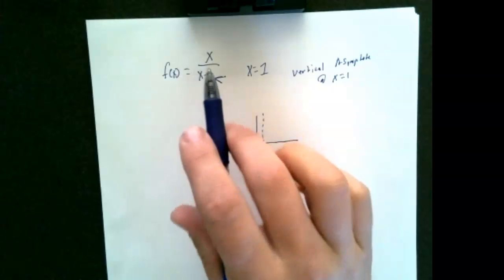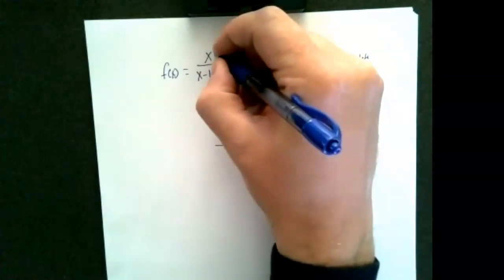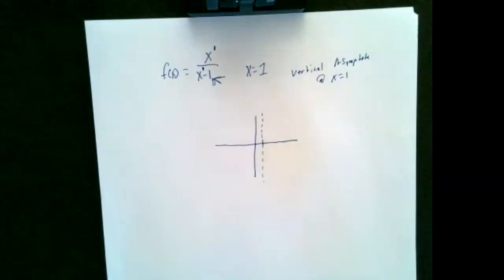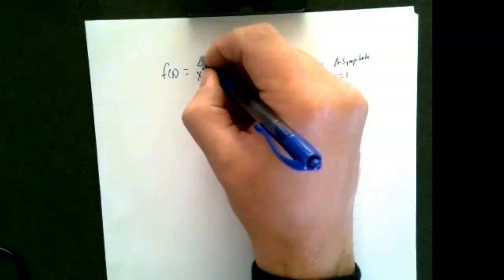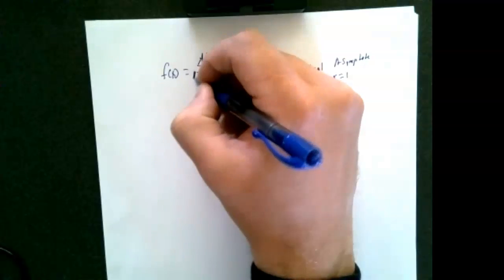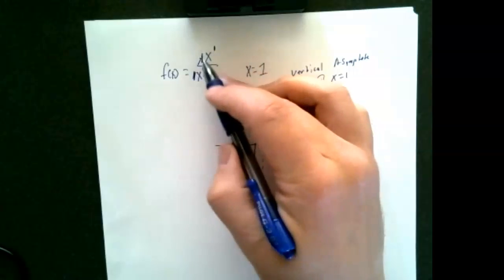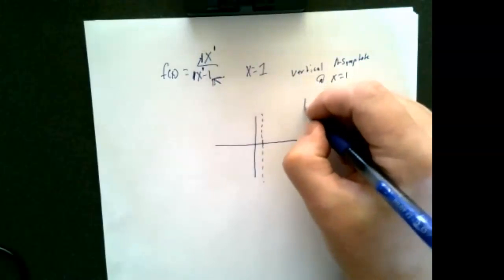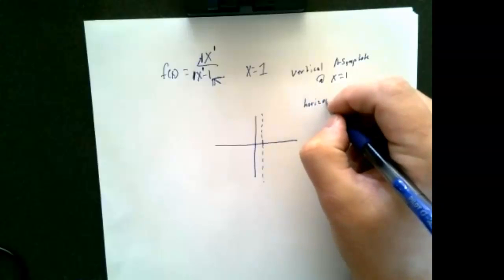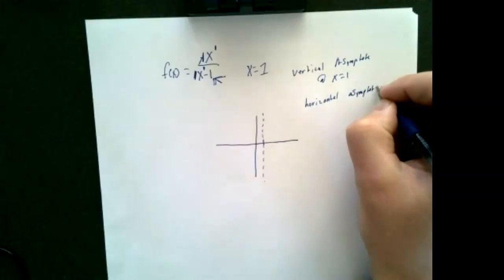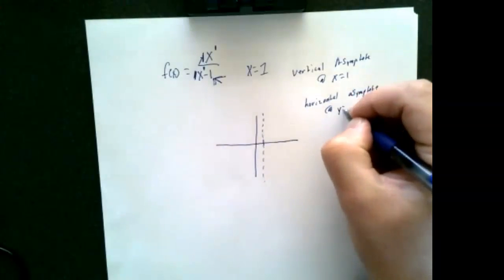Okay, but now looking at the horizontal asymptotes. Remember, we want to compare the degrees. So we have x to the first power and x to the first power. Those fall in where n and m are equal. So the horizontal asymptote falls where these coefficients are. Okay, we have a 1 and a 1 as the coefficients. So since our degrees are equal and our coefficients are just 1, we have a horizontal asymptote at y equals 1.